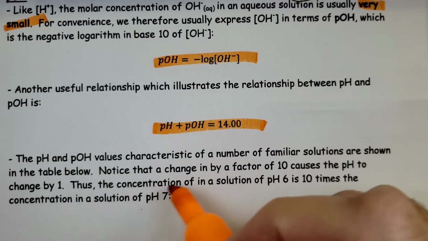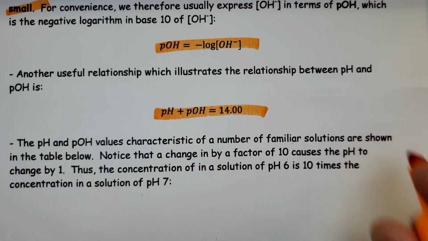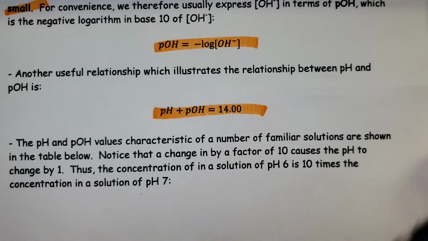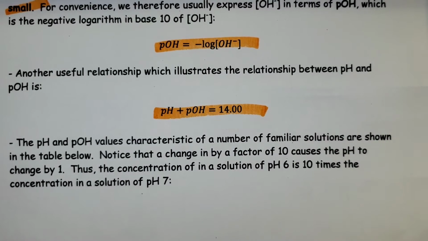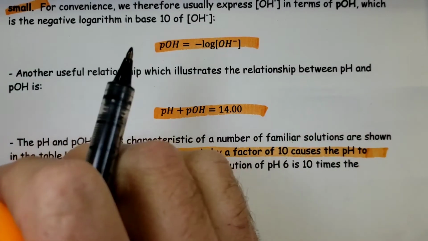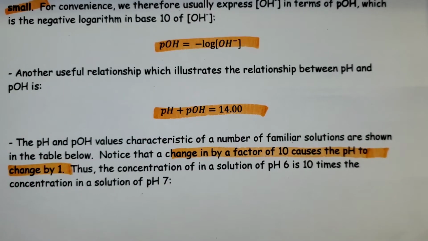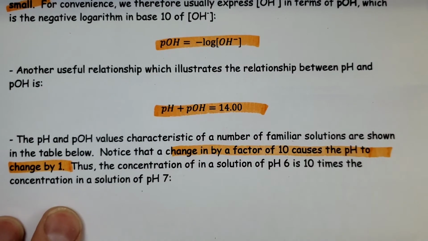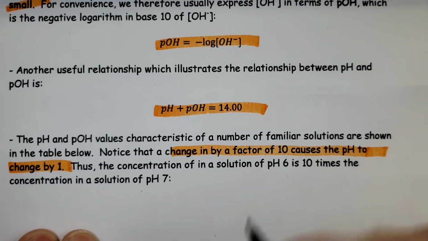The pH and pOH values characteristic of a number of familiar solutions are shown in the table below, which is actually the next page. Notice that a change by a factor of 10 causes the pH to change by 1. So that's where I was talking about the logarithmic scale, like the Richter scale. We of course know that.